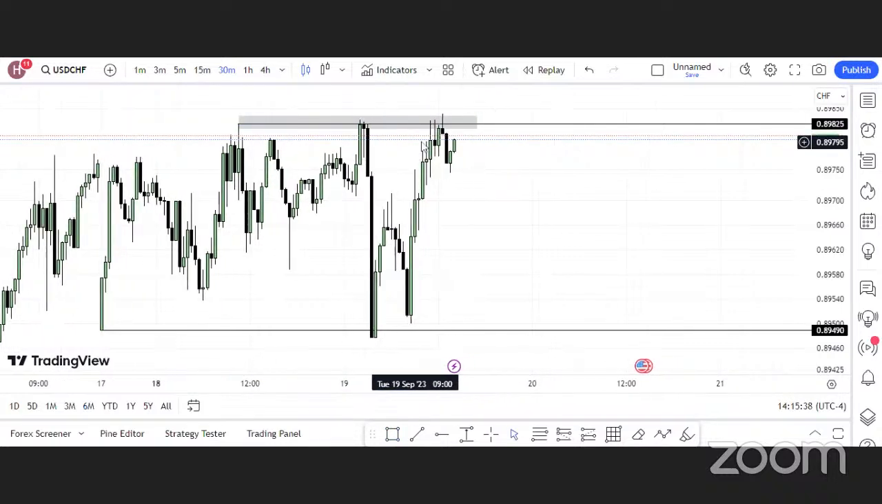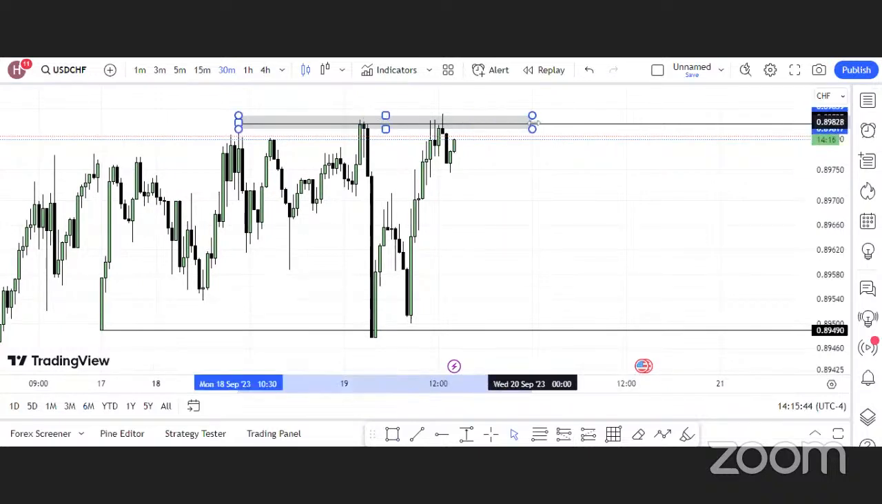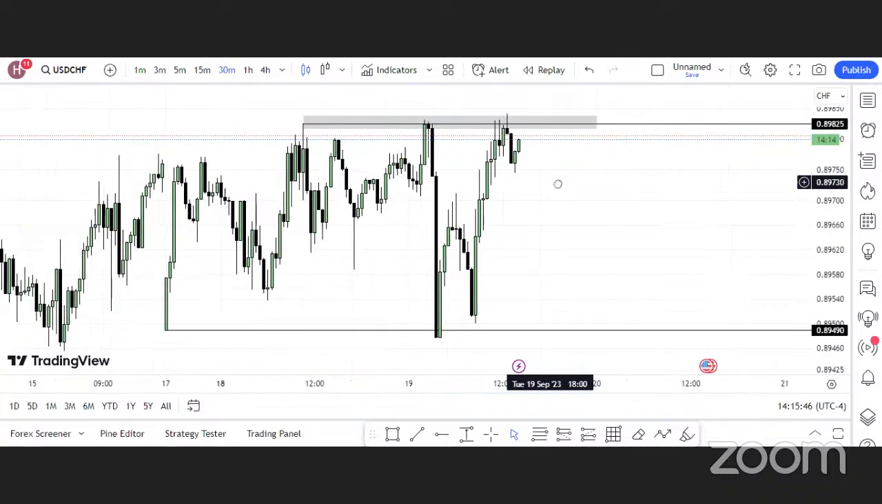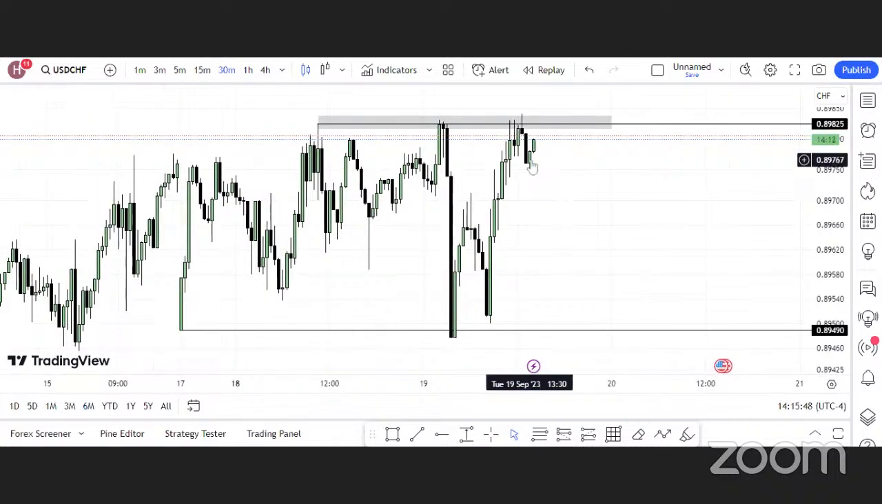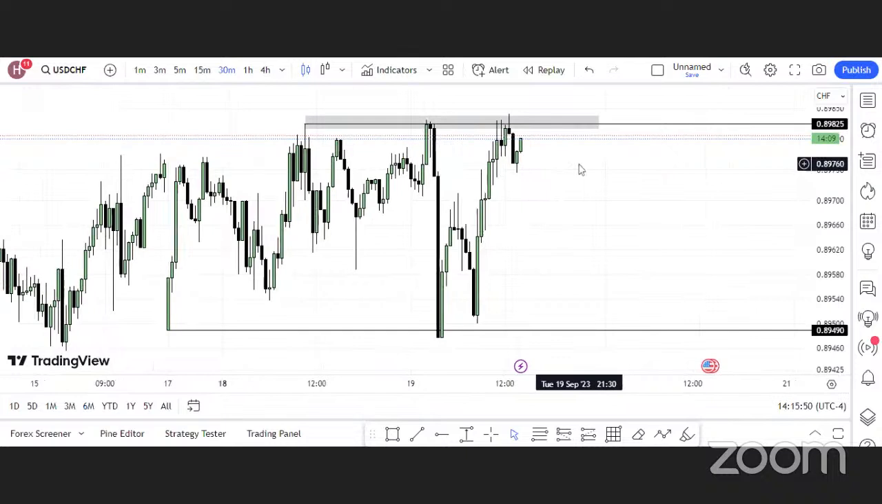Yeah, let me just do this. Because yesterday I wasn't using lines, I was using a box. I don't want you guys to get confused or get lost on the way. So now this is our resistance zone, and the market is currently there.